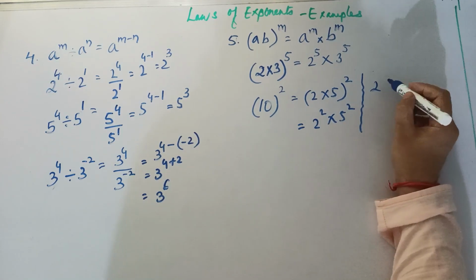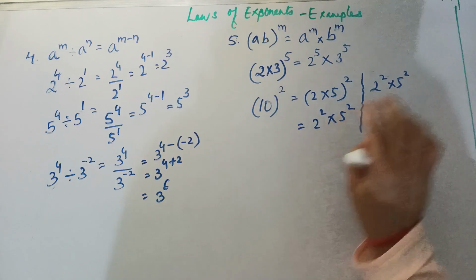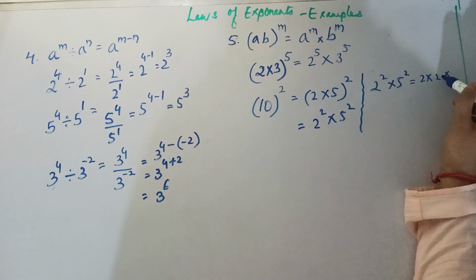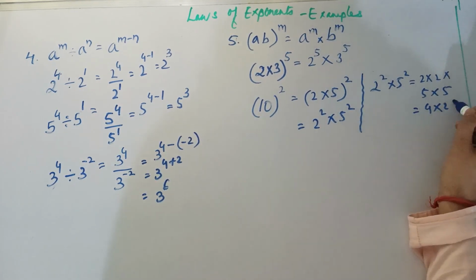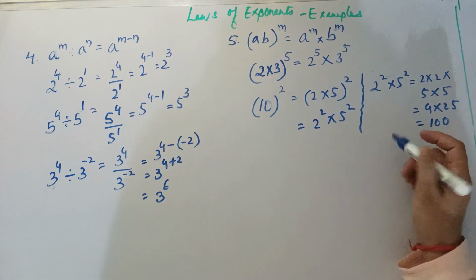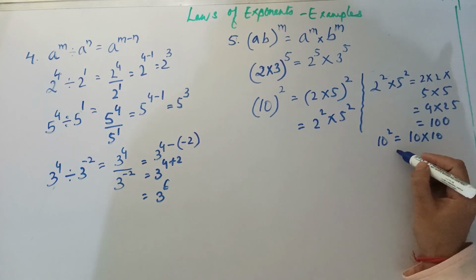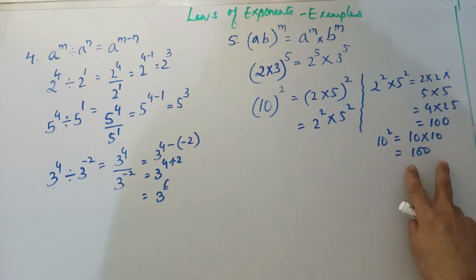So 2 raised to 2 into 5 raised to 2, if we look at the RHS, let us see what we get. 2 raised to 2 is 2 into 2 into 5 into 5, which is equal to 4 into 25. 5 into 5 is 25, and 2 into 2 is 4. So 4 into 25, 25 fours are 100. So our RHS is giving 100, and 10 raised to 2 is equal to 10 into 10, which is 100. So we see left hand side and right hand side are equal.